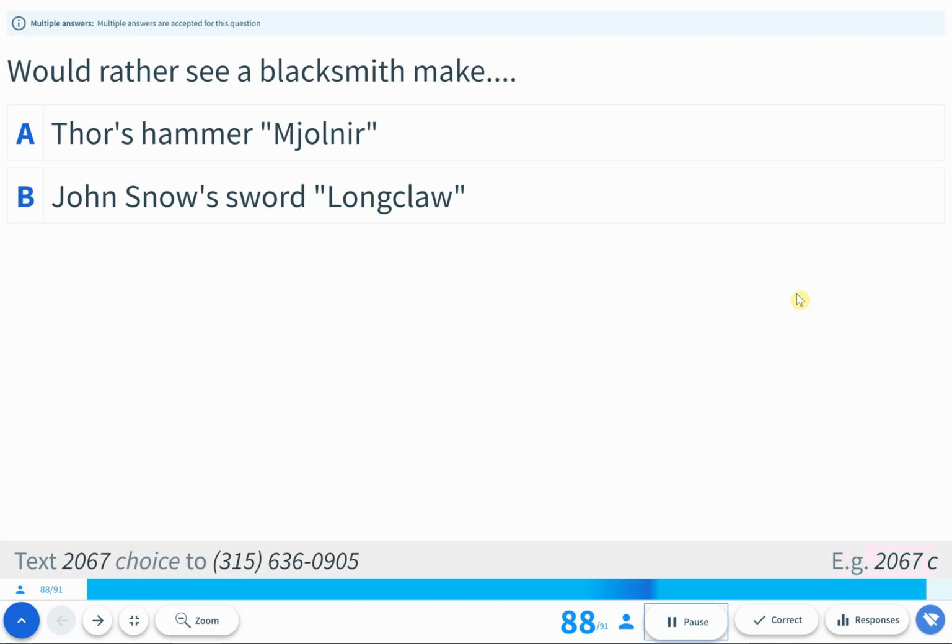So, if you're just coming in, you get your choice to learn about deformation and how it relates to plastic deformation by learning about Thor's hammer or Jon Snow's sword. Okay, we're going to close the poll. Get your answers in.